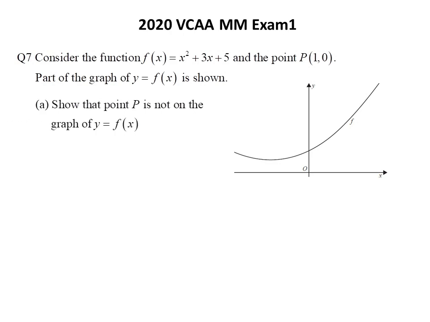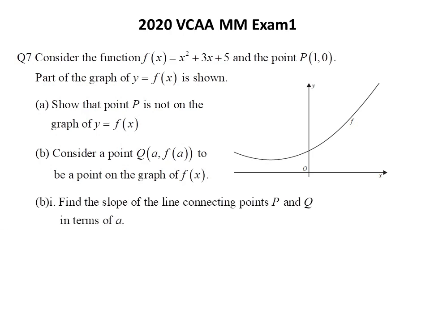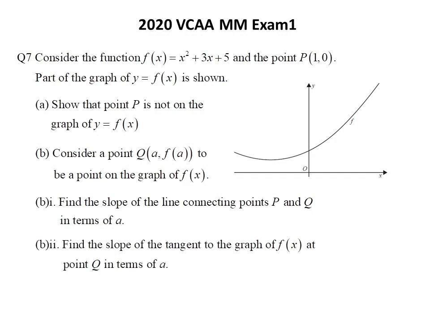Part A is to show that point P is not on the graph of y equals f of x. In part B, we consider point Q with the coordinates a, f of a to be a point on the graph of f of x. There are 4 subparts in part B, and subpart 1 is to find the slope of the line connecting points P and Q in terms of a. Subpart 2 is to find the slope of the tangent to the graph of f of x at the point Q in terms of a.